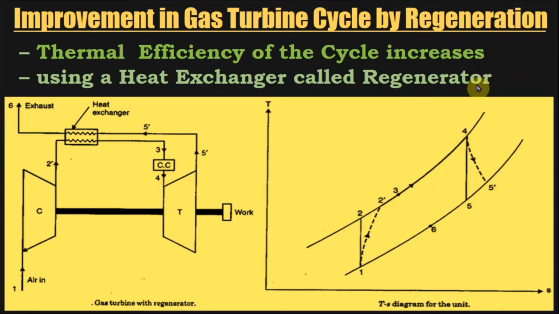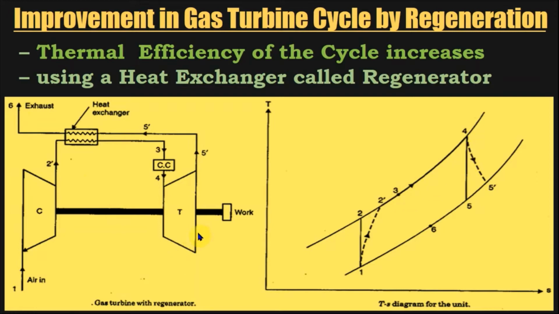If you make use of a regenerator to heat the compressed air coming out of the compressor to a higher temperature, then that process is represented by 2 dash to 3. So that means this is the additional heat supply which we get from the regenerator. Naturally, the heat to be supplied in the combustion chamber to bring the compressed air to the peak temperature requirement T4, which is Tmax here, that heat requirement is reduced.